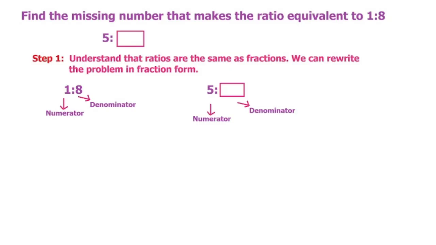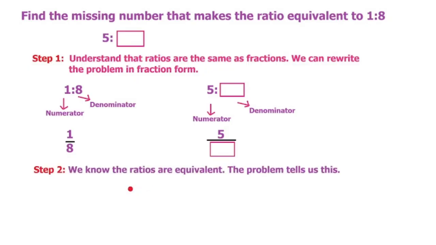Now let's rewrite them as fractions. So 1 over 8 equals 5 over something. So we know the ratios are equivalent because the problem tells us this, right? What number makes the ratios equivalent? We're just trying to find what makes these equivalent. So 1 over 8 equals 5 over something.